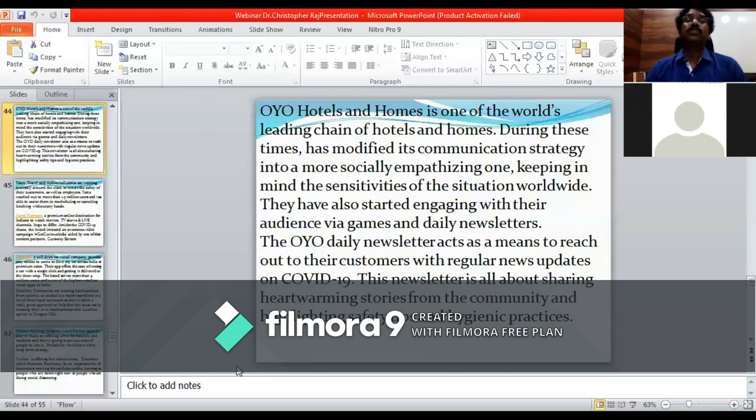OYO Hotels and Homes, one of the world's leading hotel chains, during these times has modified its communication strategy into a more sociable, empathizing one, keeping in mind the sensitivity of the situation worldwide. They are also engaging with their audience via games and newsletters. The OYO daily newsletter acts as a means to reach out to their customers with regular news updates on COVID-19. This newsletter is all about sharing warm, heartwarming stories from the community and highlighting safety tips and hygiene practices.